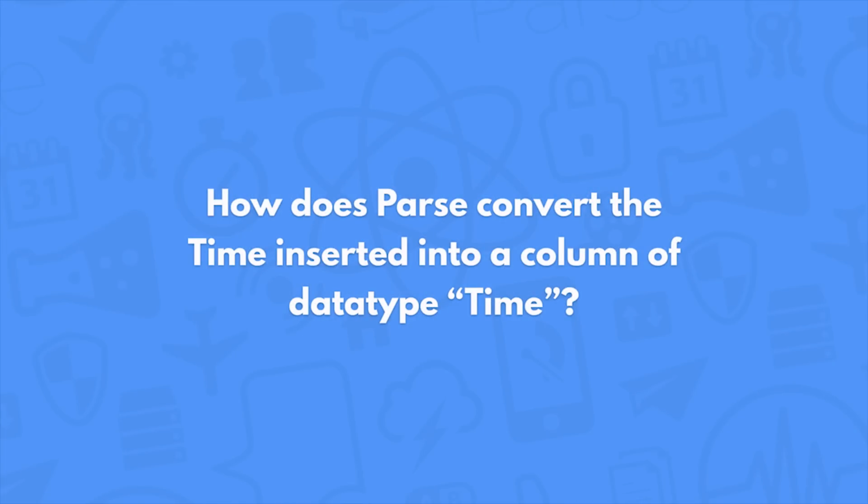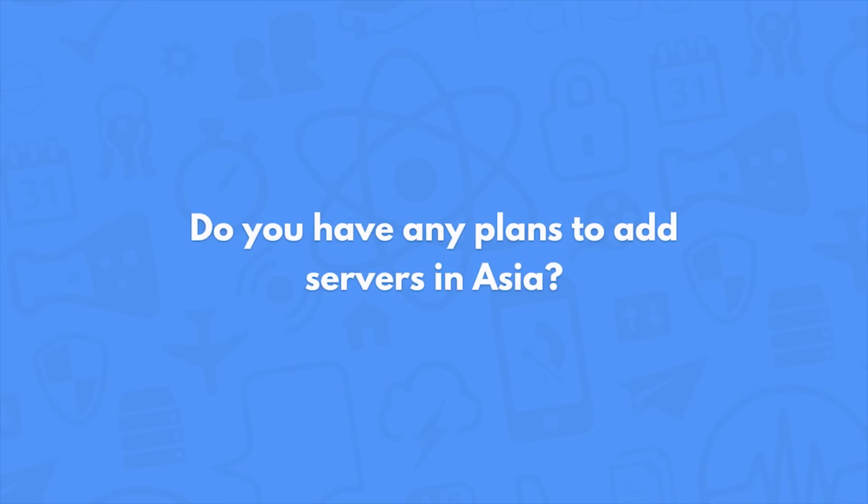How does Parse convert the time inserted into a column of data type time? So in Parse, we don't actually convert the time. We keep everything in UTC. So if you are in a different time zone, you have to be able to adjust the data to match your particular user.